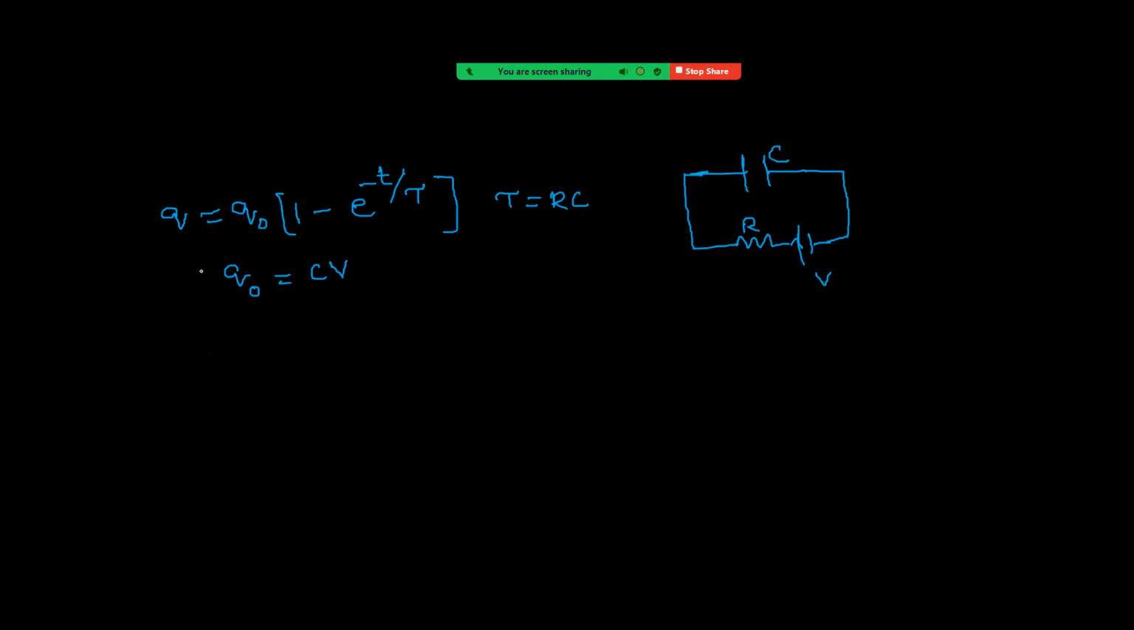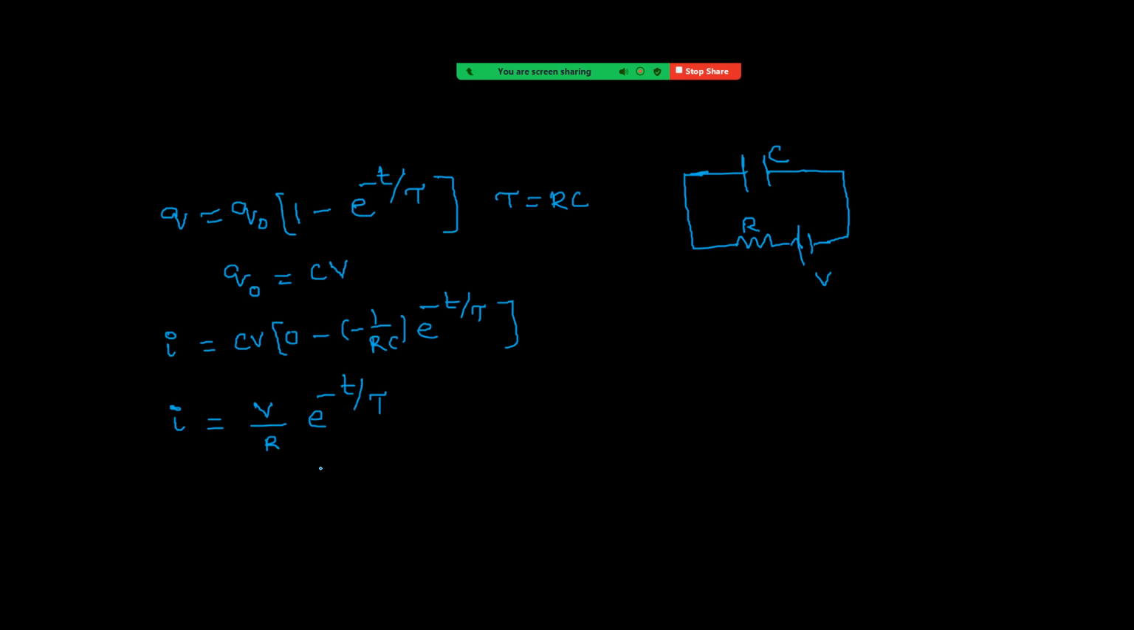Now differentiate this to get current. So current equal to, in the place of Q naught, CV, derivative of 1 is 0, minus, it is a minus 1 by tau, means minus 1 by RC into e power minus t by tau. That is equal to, C gets cancelled. I equal to V by R e power minus t by tau. This is what we discussed while discussing charging of a capacitor in the last lecture.